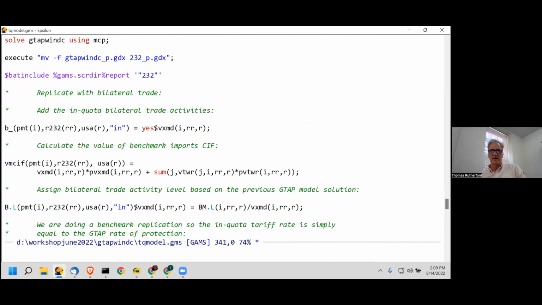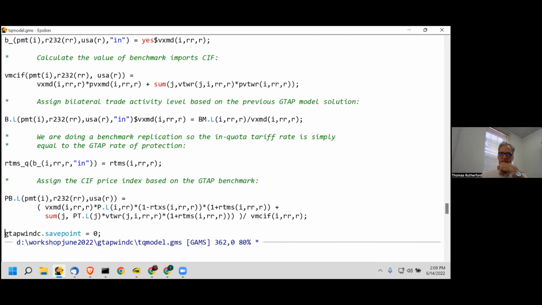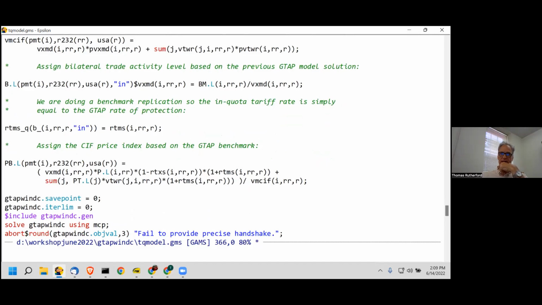And then I say, okay, add an in quota bilateral trade activity. So it's saying we're going to have in quotas. I calculate the value of the benchmark imports. At that point, I put in this bilateral trade activity, and I do a benchmark replication. The in quota tariff is simply equal to the GTAP rate of protection, and then I assign the tariff rates.